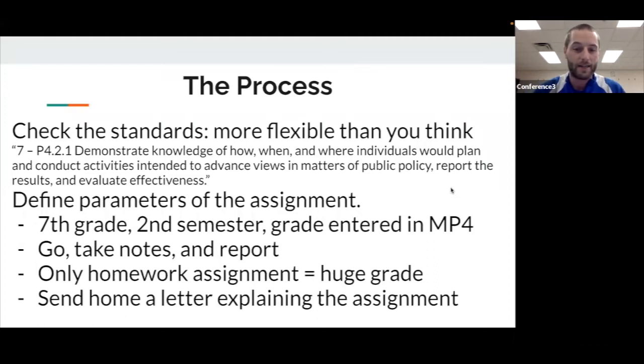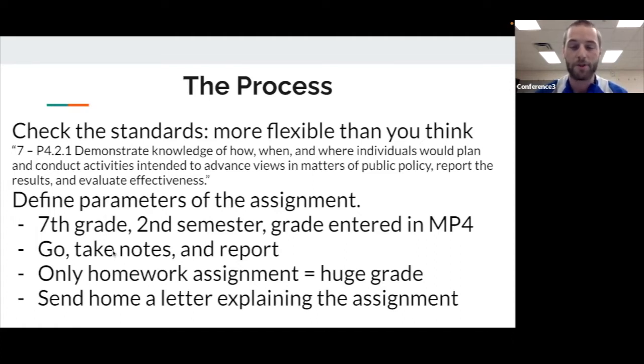So parameters, that was something I needed to figure out quickly and early on. This is a second semester assignment for me, and only for my 7th graders, because in Harrison, I have all of the 7th grade students. We don't have other teachers teaching 7th grade. So I can make sure that all of the 7th graders go to this.